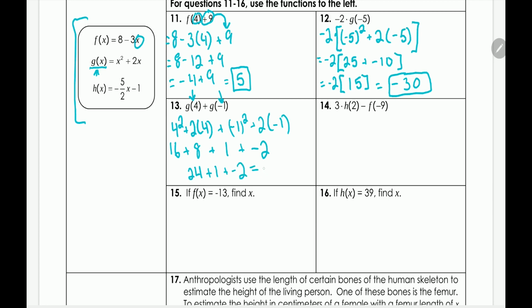24 plus 1 is 25. Plus negative 2, and 25 plus negative 2 is the same thing as 25 minus 2, which is 23. That's our answer for number 13.